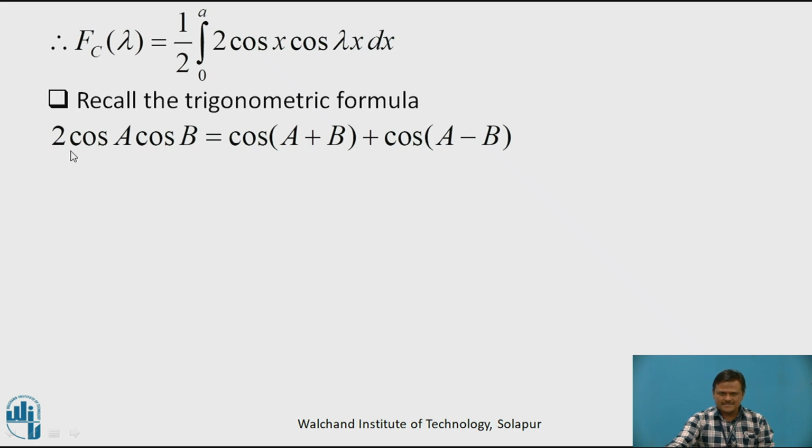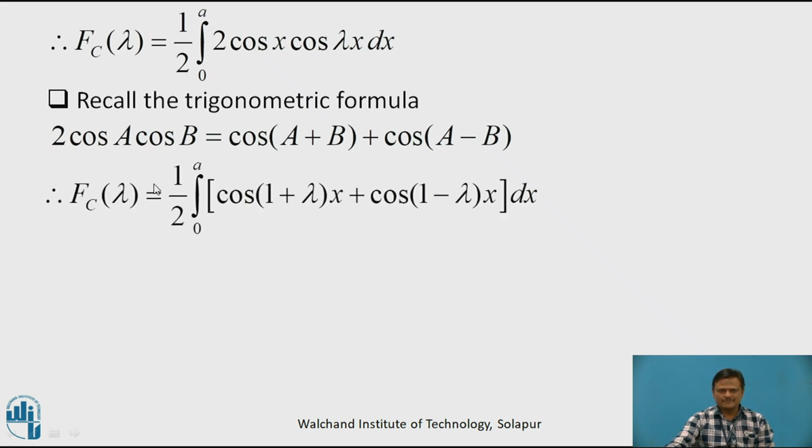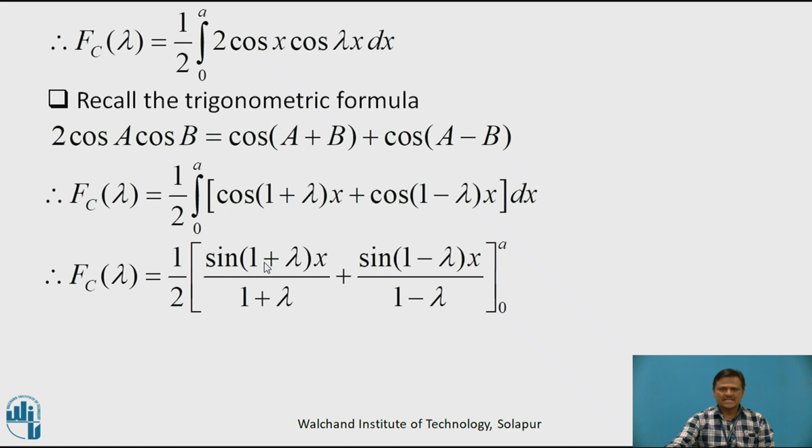So if you compare this LHS 2 cos A cos B with our integrand, that is 2 cos x into cos lambda x, we can easily understand that the value of capital A is x, whereas the value of capital B is lambda x. So applying this formula in the above integral, we get fc of lambda is equal to 1 by 2 times integral from 0 to a cos of (1 plus lambda) x plus cos of (1 minus lambda) x into dx. This step is written on the basis of this formula. Look at this RHS, that is cos of A plus B plus cos of A minus B. Here A is x and B is lambda x.